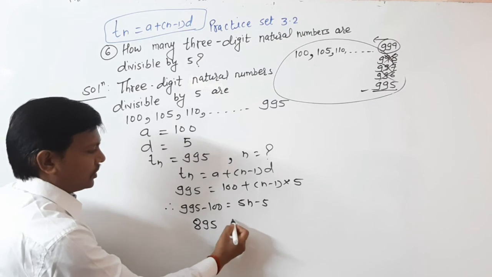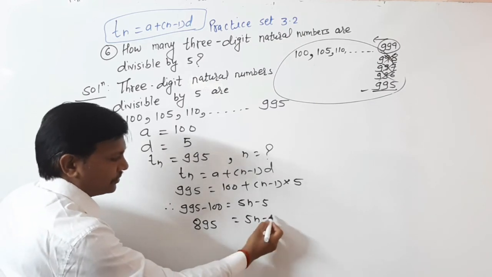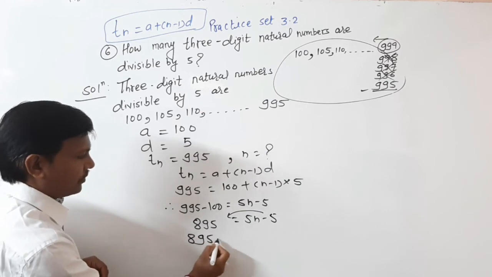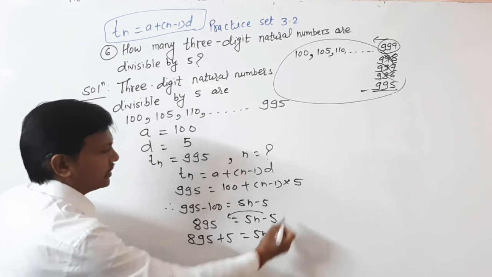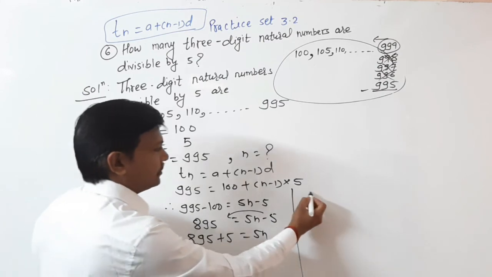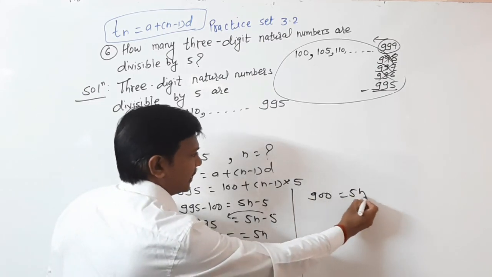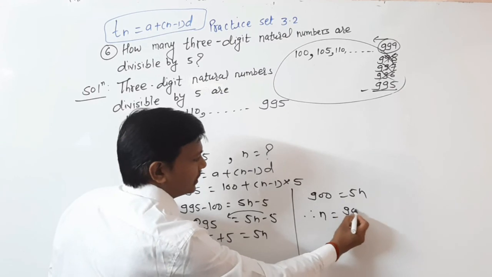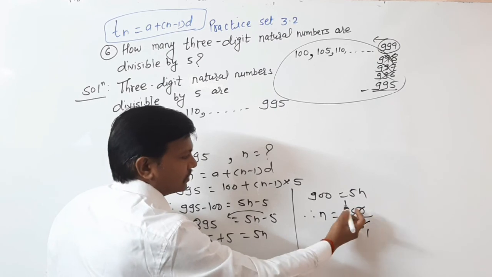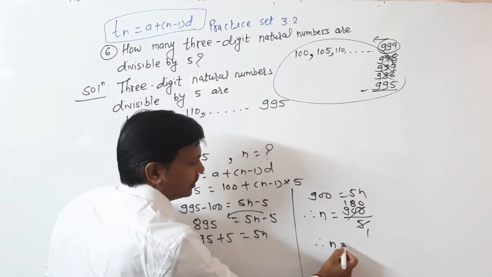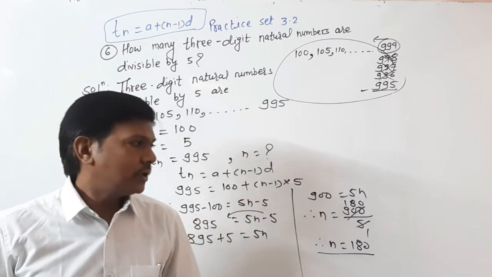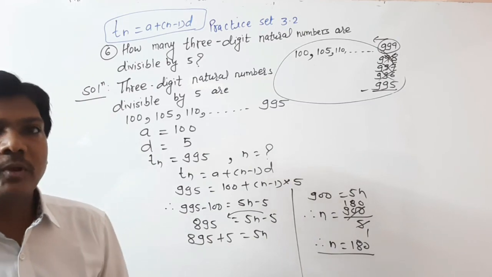895 equals 5n minus 5, and when you shift this here, 895 plus 5 equals 5n. Then 895 plus 5 is 900 equals 5n, and therefore n equals 900 divided by 5. So 5 times 1 is 5, 5 times 8 is 40, and 0. So n equals 180, means in 3-digit numbers there are a total of 180 numbers which are divisible by 5.